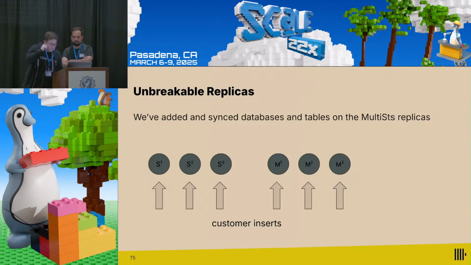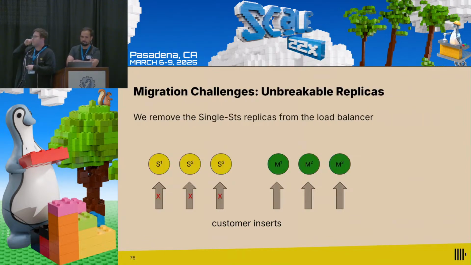Unbreakable replicas. So Manish mentioned we have this sync stage where we want to sync all the part metadata. So we've added a replica, and before we remove the old replicas, we want to ensure everything's synced. Let's start with a situation where we have 6 replicas, we're receiving customer traffic, everything is great. On the left side, we've got S1 to S3, which are the single stateful set clusters. Now, those clusters are being removed, they're being dropped, and that process involves first removing them from the load balancer so they no longer receive any customer traffic. So that's the first step.